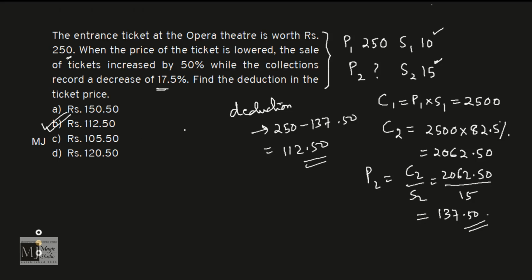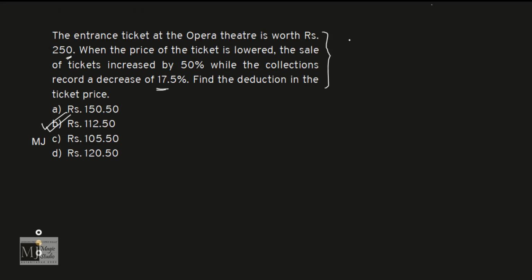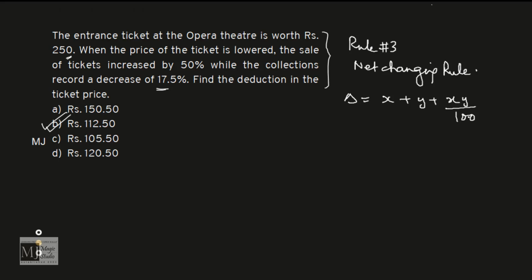But the thing is, don't we have some actual real process to solve these kinds of questions? Do we have that? Now let me try our rule 3 from the rule book, that is the net changing rule, which says effect would be equal to x plus y plus xy by 100 with the respective signs.